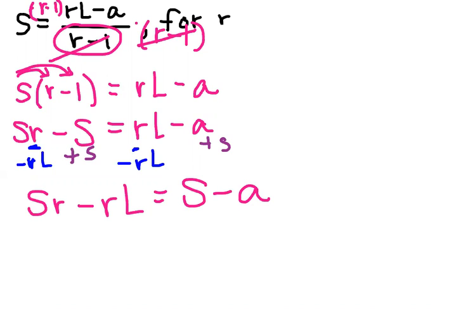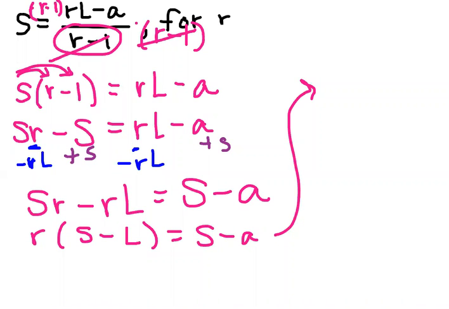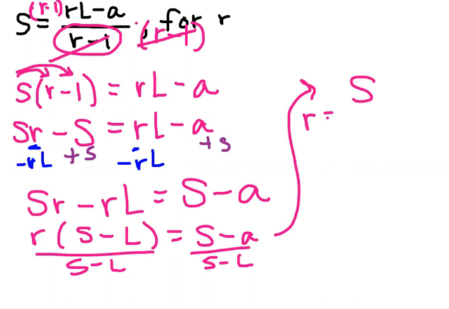It's the same thing. I'm going to factor an R out from the left side. So I'm left with S minus L equals S minus A. And then I will divide both sides by the S minus L quantity, and that will leave me with an answer of R equals S minus A divided by the quantity of S minus L. You cannot cancel those S's.